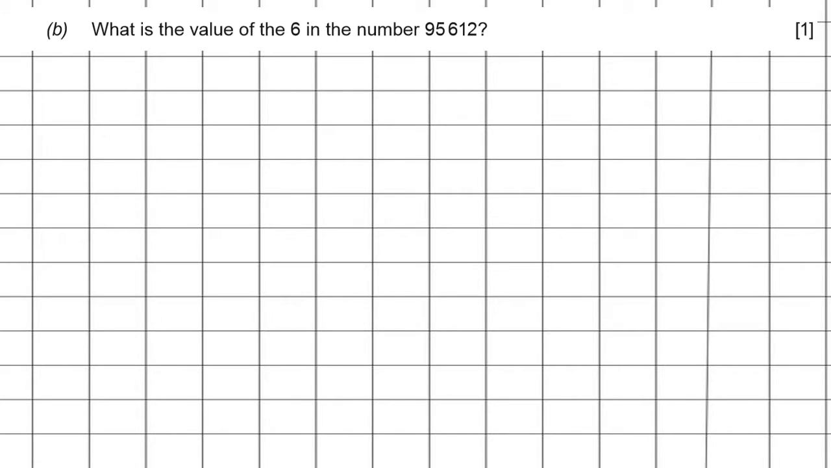Okay, part B. What is the value of the 6 in the number 95,612? So we want to see the value of this. So we got 9, 5, 6, 1, 2. So that's thousands, hundreds, tens, units. So that's what we want, hundreds. So therefore, the value is hundreds, or it can be written as 600.